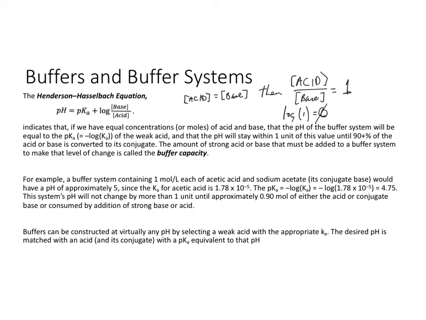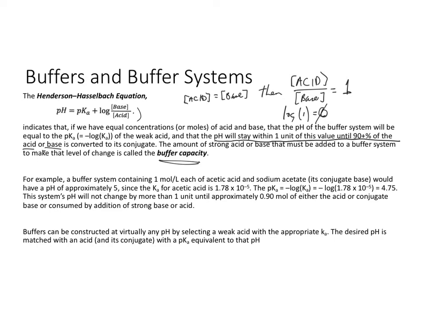This logarithmic dependence also tells me that the pH will stay the same until 90% or more of the acid or base is converted to its conjugate. That means such a system would be able to absorb a significant amount of either a strong acid or a strong base and still stay within 1 pH unit. The amount of strong acid or strong base that a buffer can absorb until it changes by 1 unit is called the buffer capacity. In general, the more concentrated the buffer, the higher the buffer capacity.